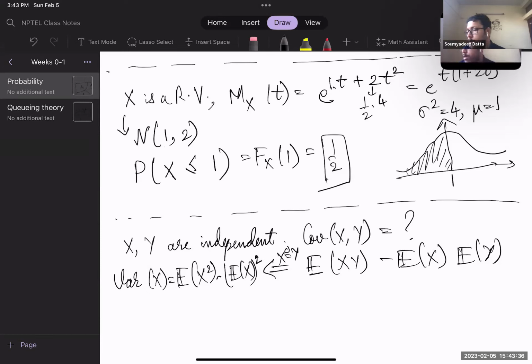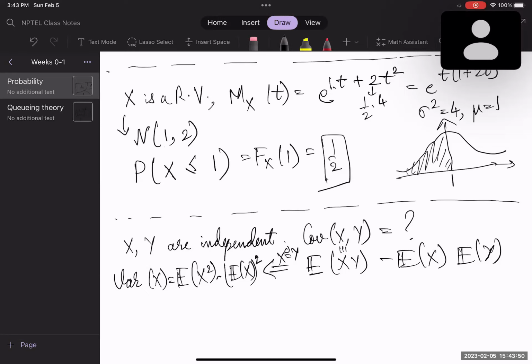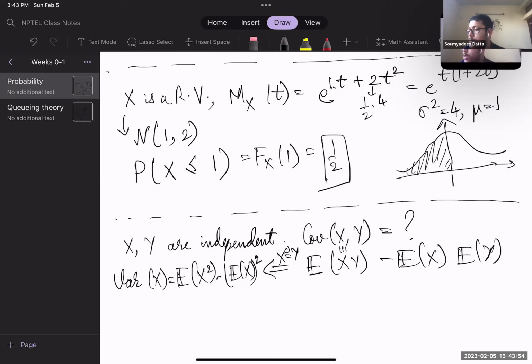So if you're told X and Y are independent, how can you compute this quantity? Any answer? You mean computing the covariance of X and Y? Yeah. X and Y are independent. So what will be the value of the covariance of X and Y?